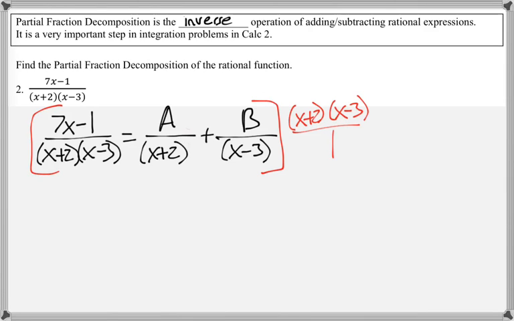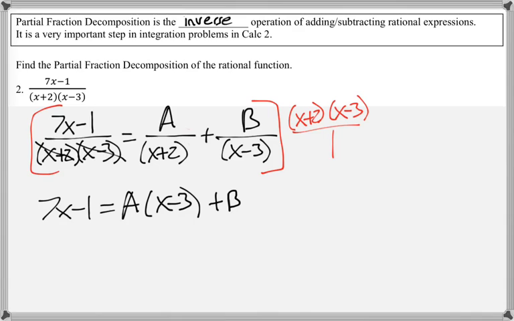So if you do that, then that's going to cancel out with both of these terms here, and that'll leave you with 7x minus 1. With the A over x plus 2, that's going to cancel out with the x plus 2's and leave you with an x minus 3. And then on the third one, the x minus 3's are going to cancel out, and you're going to be left with an x plus 2. Okay, my next step is I want to distribute.